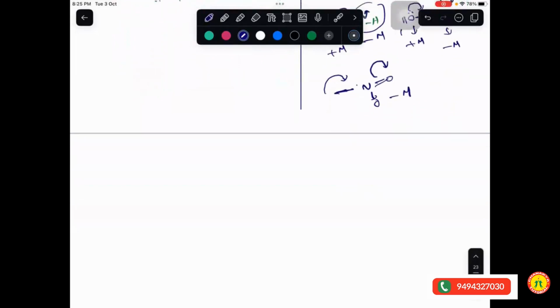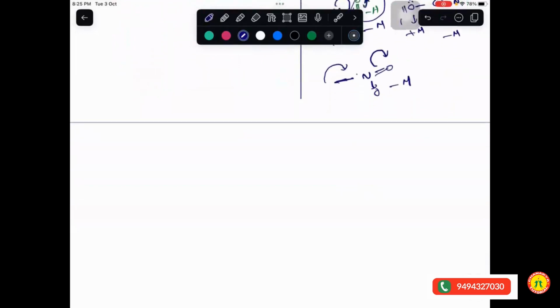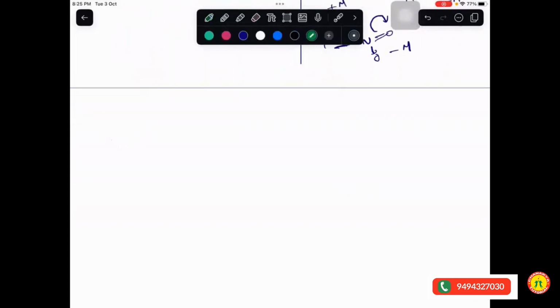Next you will see the stability of carbocation, and in that, the applications you will see. Very, very important. Before those applications, I am explaining one small thing so you can understand more easily.